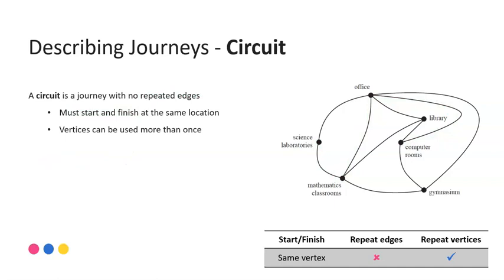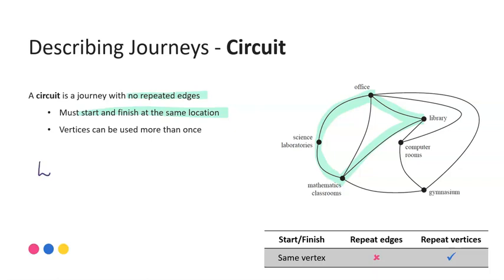The next 2 journeys that we're looking at have a common feature where we must start and finish at the same location or the same vertex. A circuit is a special type of journey with no repeated edges. Again, the vertices can be used more than once, but we definitely cannot repeat edges, and I have to start and finish in the same location. For this one, I might go from the library to the maths classroom, to science, to the office, and back to the library. You can see here I've now got a closed loop.